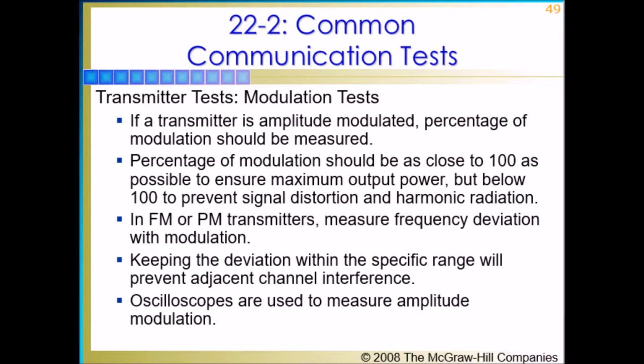In FM or PM transmitters, you should measure the frequency deviation with modulation. The goal with FM is to keep the deviation within the specific range to prevent adjacent channel interference. So the best way to measure AM is to use an oscilloscope and display the AM signal directly.